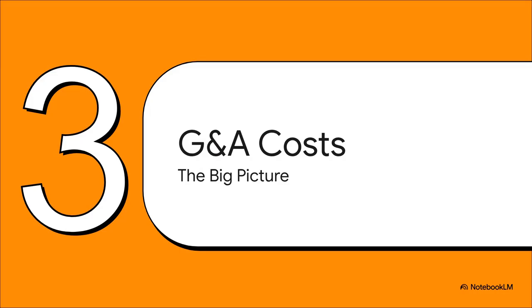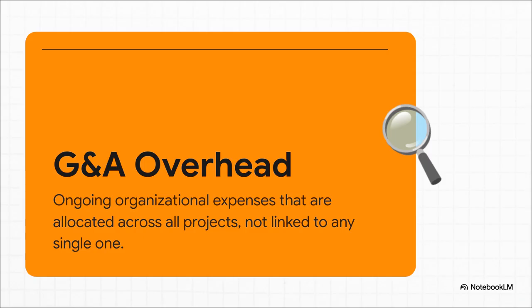All right, last one. We're going to zoom all the way out now to our third and final category, general and administrative costs, or what everyone just calls G&A. This is the big picture stuff. These are the costs you basically inherit just for being part of a larger company or organization. So G&A overhead covers all the ongoing expenses of running the entire organization.